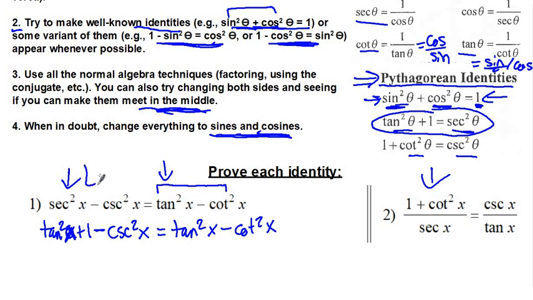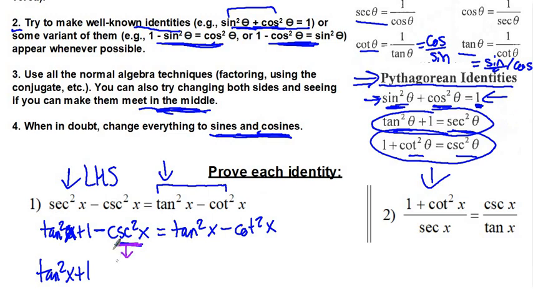We've chosen to manipulate the left-hand side. Here's another identity: cosec squared has 1 plus cotan squared as its identity. So I'm going to replace cosec squared, which is this right here. I'm going to replace that with, and it's minus by the way, so we have to put that in parentheses, 1 plus cotan squared.